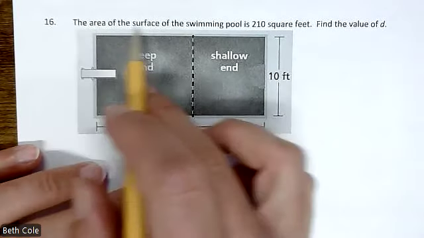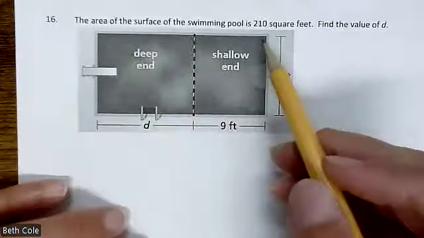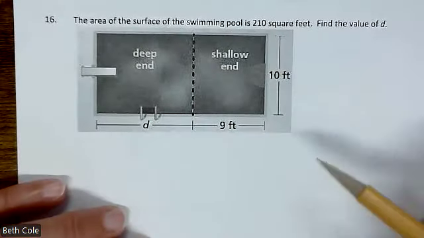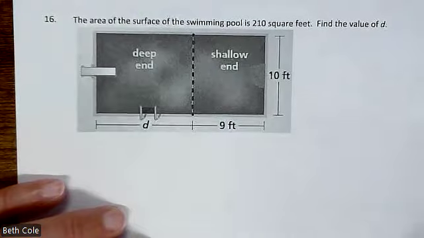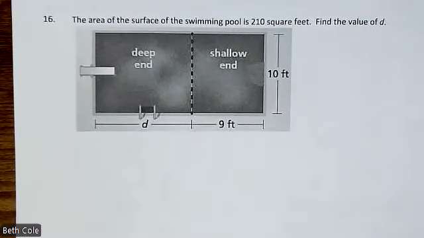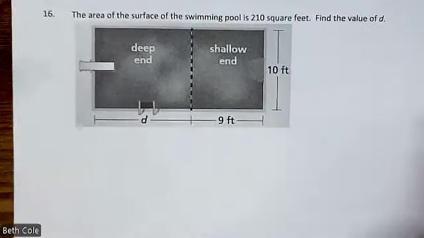All right. The area of the surface of a swimming pool is 210 square feet. Find the value of D. Do you know, just from being alive for 14 years, how you get the area of a rectangle? Whoever said length times width back there, that was you? Thank you. All right.